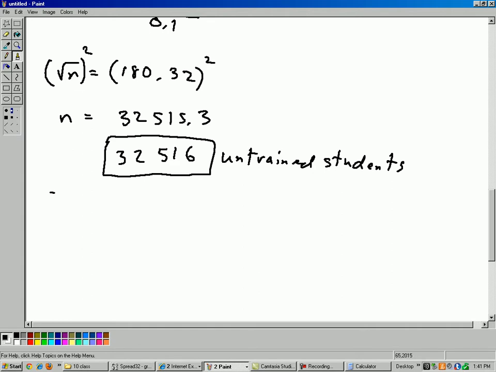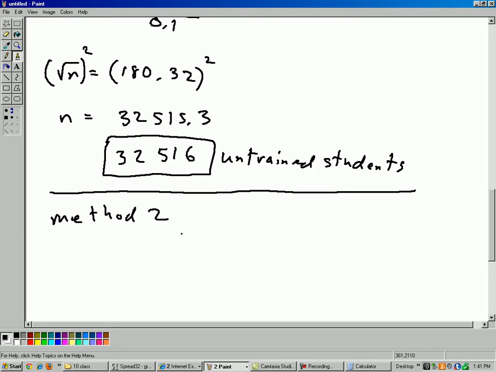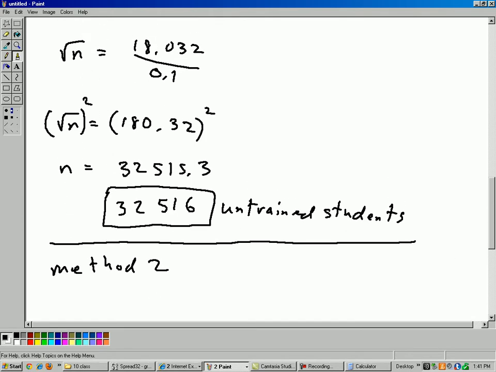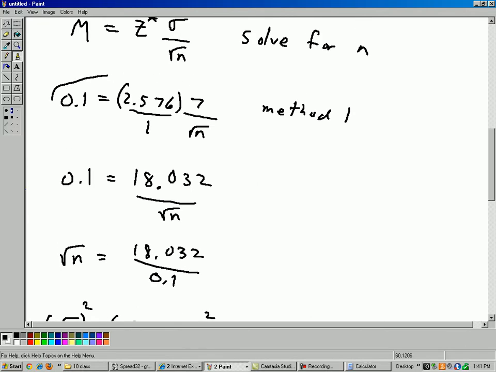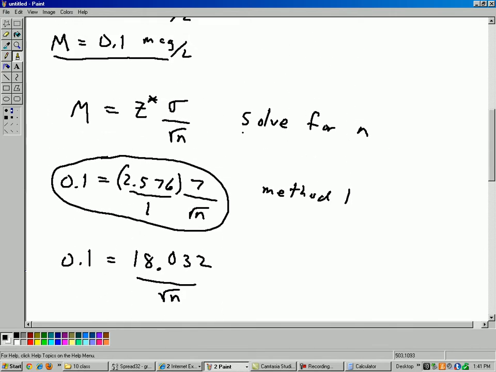Now, let me show you method 2. Same problem, but the idea here is instead of solving for n algebraically like I did here, I like this method myself because it's one less thing to remember. It's just the same old margin of error formula that you use with your regular confidence interval problems.